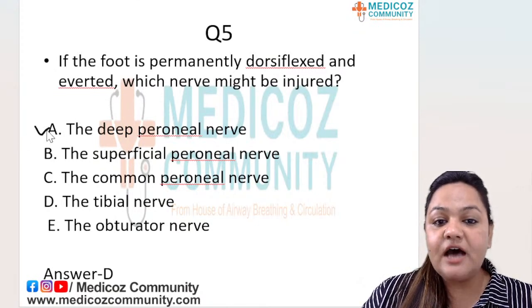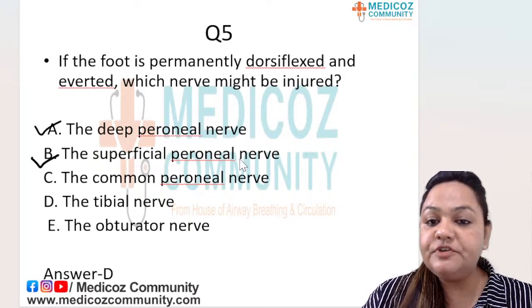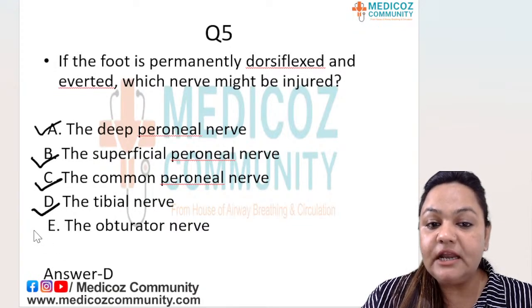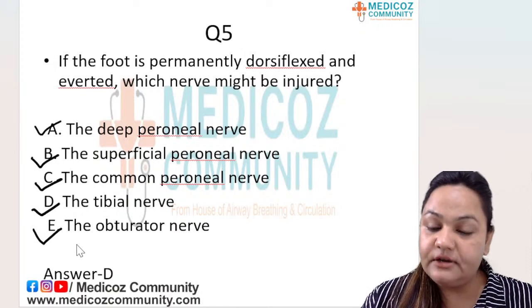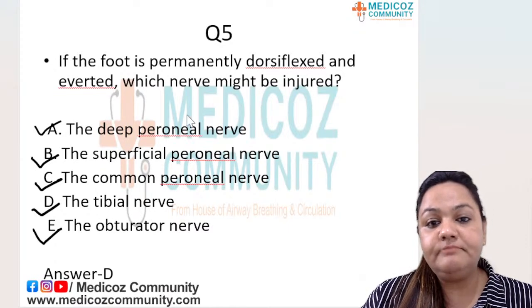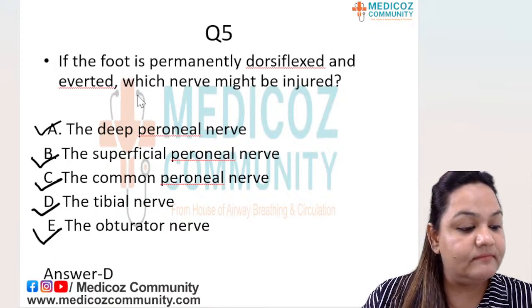So the options are option A, the deep peroneal nerve; option B, the superficial peroneal nerve; option C, the common peroneal nerve; option D, the tibial nerve; and option E, the obturator nerve. Okay, so we have these 5 options here. You can message your answer in the chat box for this question number 5.